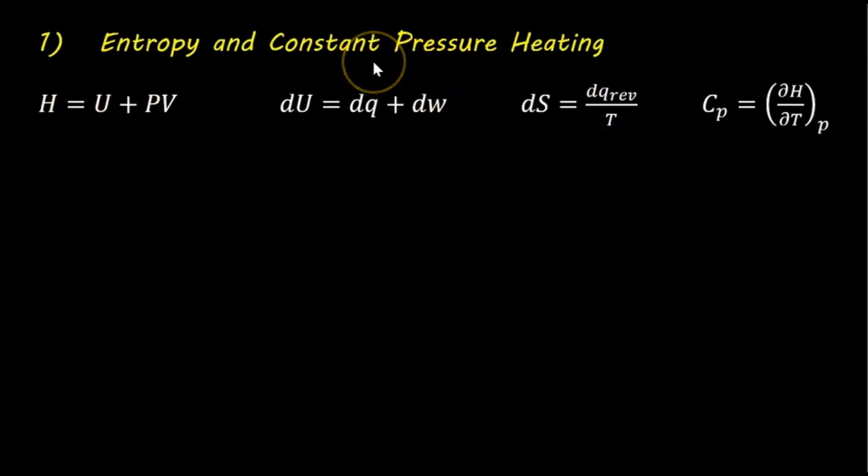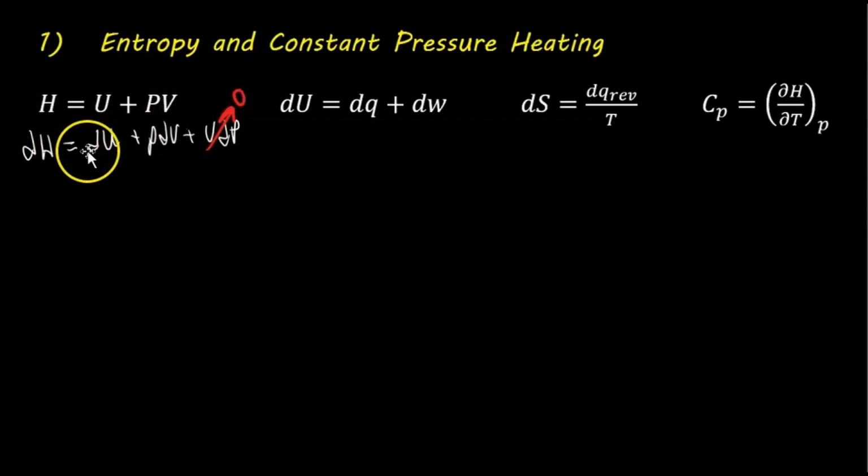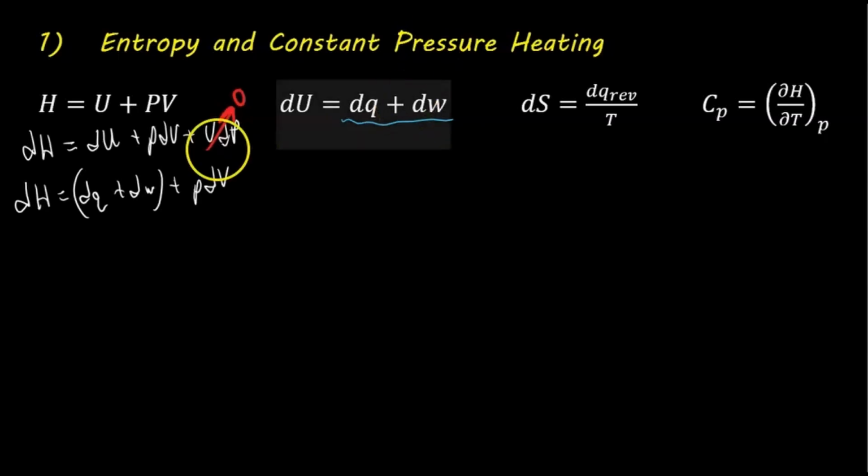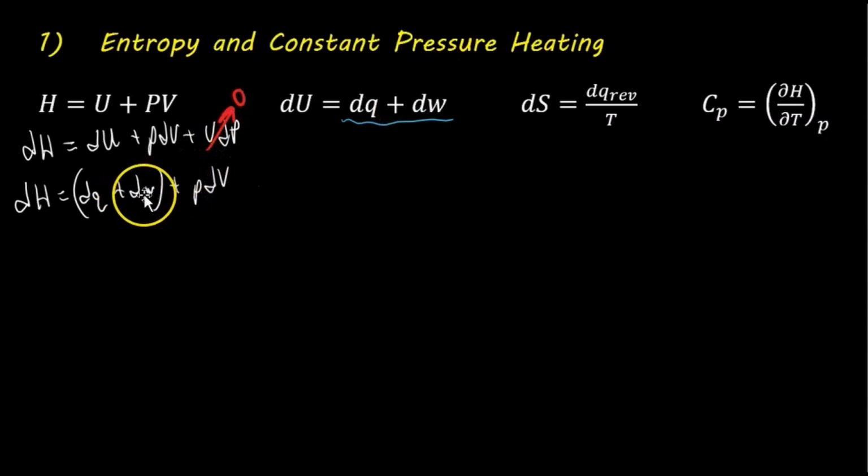Because this is a constant pressure process, we'll start off with dH equals dU plus pdV plus Vdp. And if it's constant pressure, then dp is 0 because the pressure is not changing. Now we have this dU here, so we're going to substitute in the first law, dq plus dw. So dH equals dq plus dw, plus pdV here. Great. Now, what is dw?